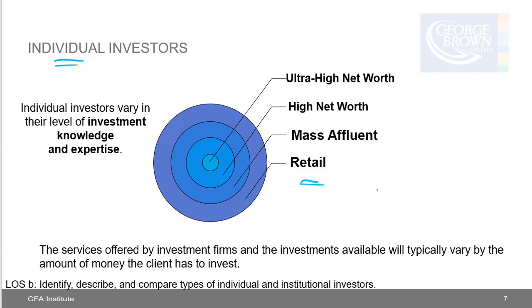But it's also quite common to use the term to refer to individual investors with more modest resources to invest, okay? There is no defined standard in the industry to categorize individual investors. As I said, the Capgemini high net worth definition is $1 million investable assets, but there's no defined standard throughout the industry. Each investment firm designates its own categories and values within those categories. So here, the important point is the services offered by investment firms and the investments available will typically vary by the amount of money that the client has to invest, okay?